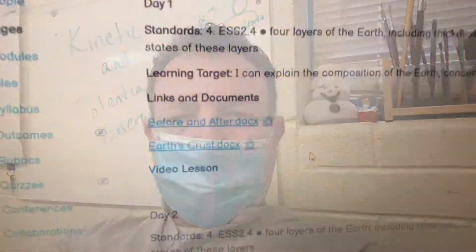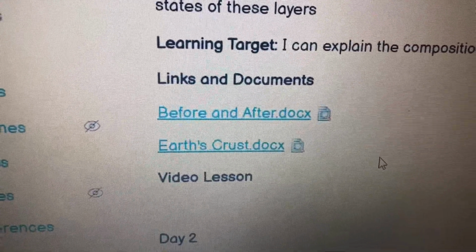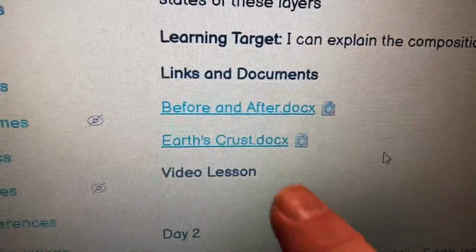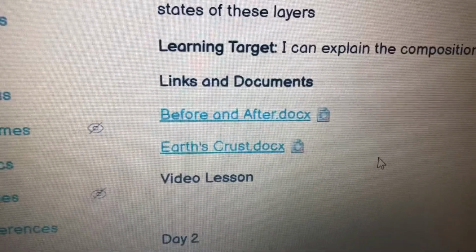In your notebooks, as we do the different lessons, I want you to be able to explain, to describe, to truly understand each layer, okay? So today it's the crust, so I want you to write crust. And let's see what are all the things that we can learn about the crust, about the outermost layer of our planet Earth. There is an article that I want you to read, okay? So you're either going to open that yourselves. It is titled Earth's Crust, right here, Earth's Crust document. Or your teacher might open it for you, okay?